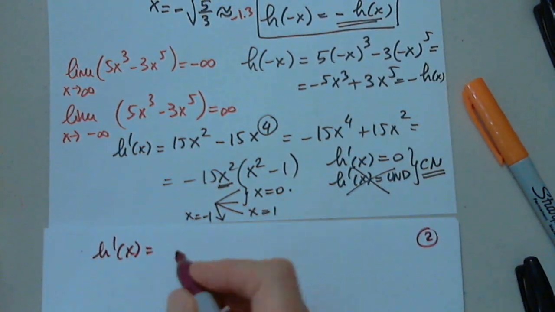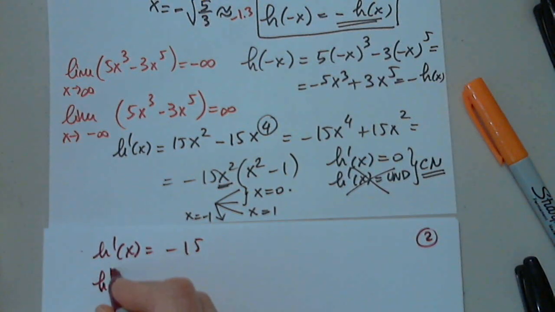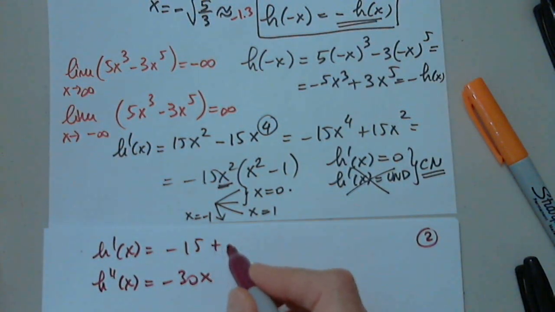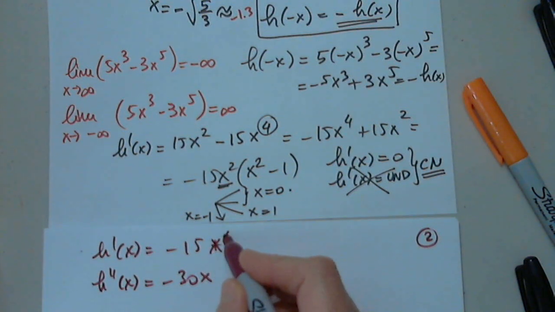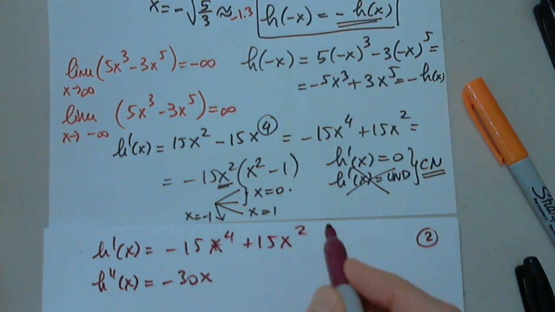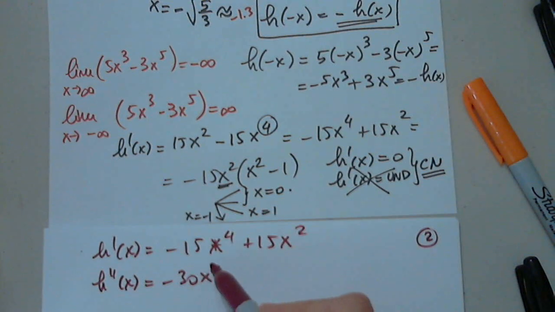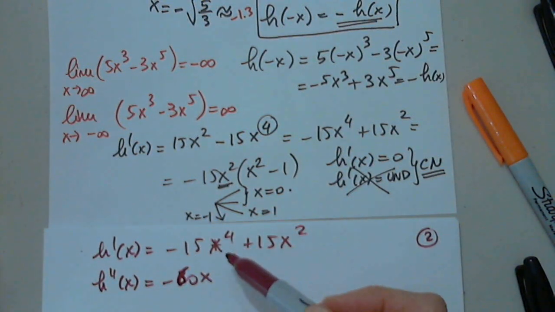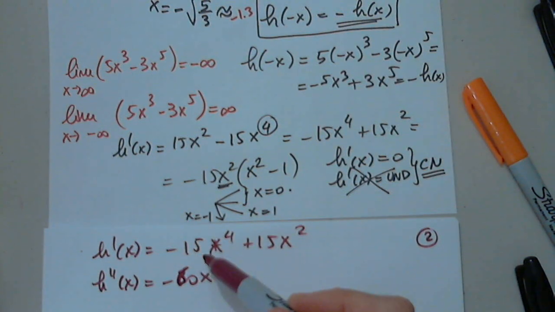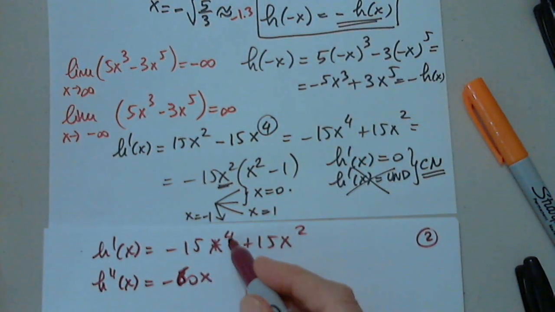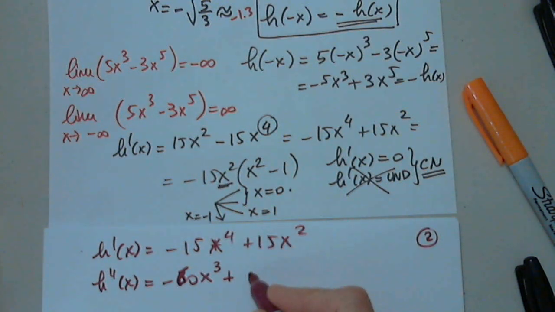I'll copy the first here. Yes. Minus. Careful. So we bring down 4, and we have 60, right? So 4 times 15 is 60, and then we subtract 1 from the power, which is 4 minus 1. And then plus, yes, here we do have 30x.